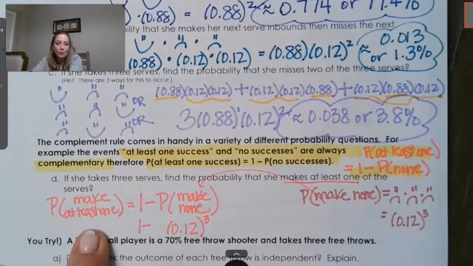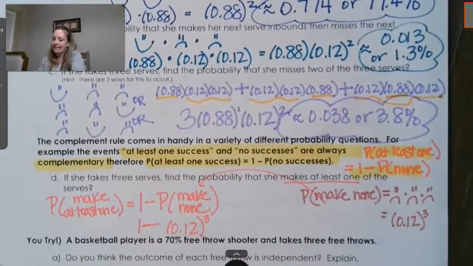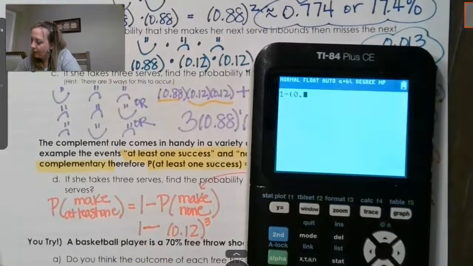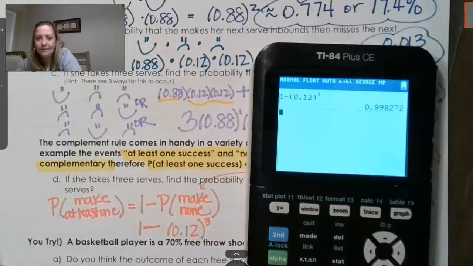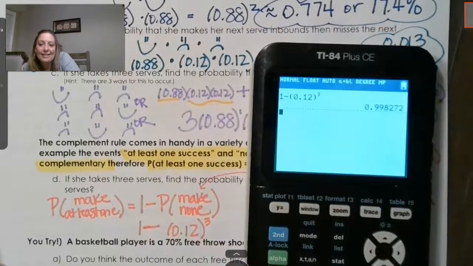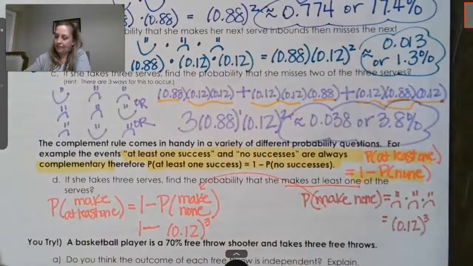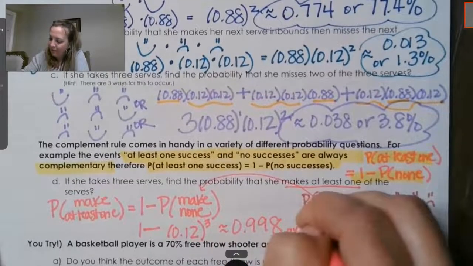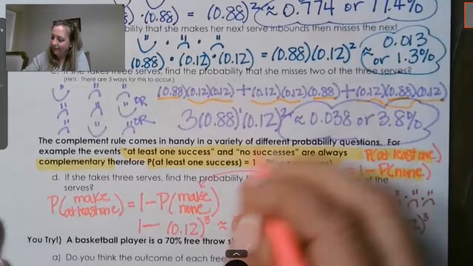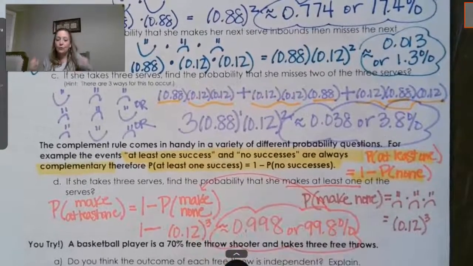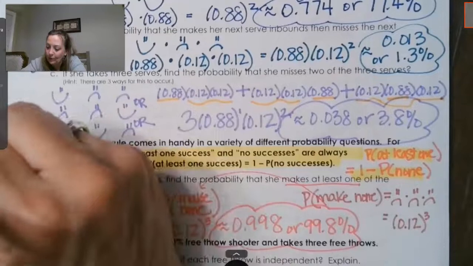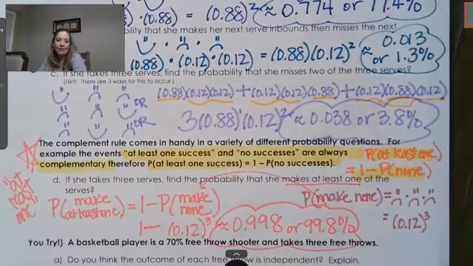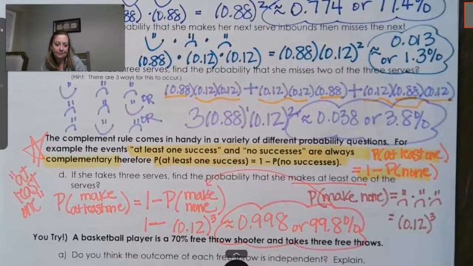And so then to make at least one, we would just take 1 minus this value. So I could take 1 minus 0.12 to the 3rd power, and that gives me about 0.998, or about 99.8%. So this is really important when you see problems that say at least one. This is the model that you're going to want to follow for those type of questions.